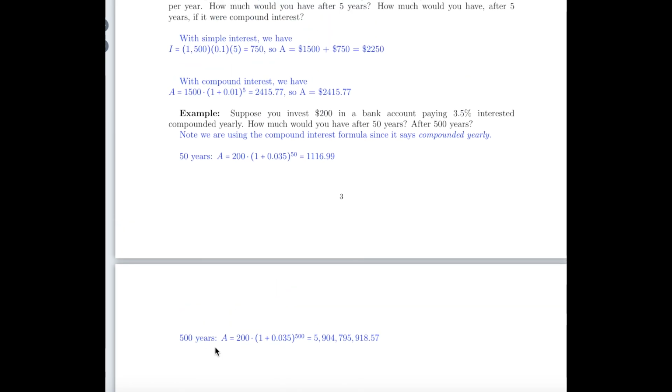So after 500 years, we have 200 times (1 plus 0.035) to the 500 power. We get, all right, let's see if I can say this number, 5,904,795,918.57. Dang, that is quite a lot.